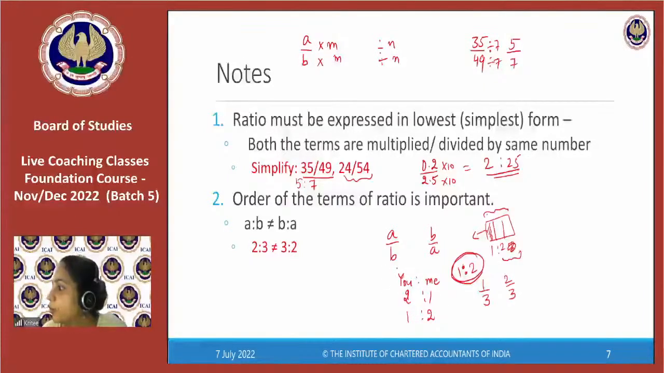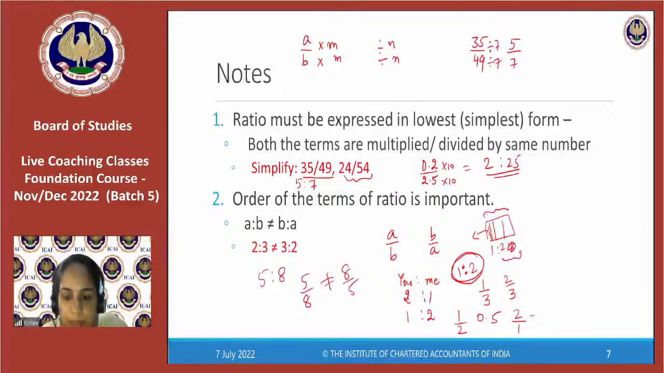All right. So the order of the ratio, or the terms of the ratio, is very important, as in A is to B is not equal to B is to A. You need to understand, 5 is to, let's say, 8, where the numerator is less and the denominator is high, cannot be the same as 8 is to 5. Okay, the simplest one: 1 is to 2 means 1 by 2, 0.5. 2 is to 1 means twice. The value itself is changing. I hope you're understanding this, right?